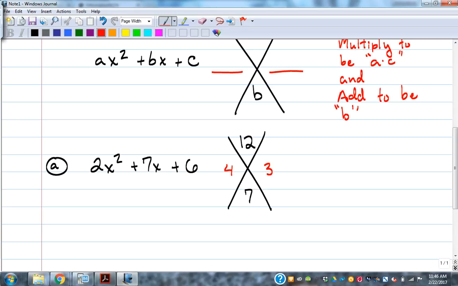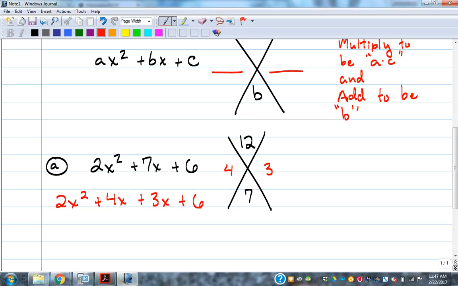The next thing you do is you replace this 7x with a 4x and a 3x. Okay? So I'm writing 2x squared plus 4x plus 3x plus 6. So I'm taking the middle part and I'm replacing it with the 2 sides of the x. Then look at this problem. What's that remind you of? Grouping. It's what we did yesterday, right?